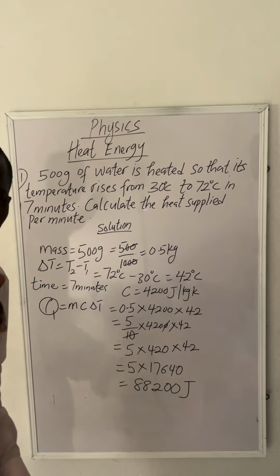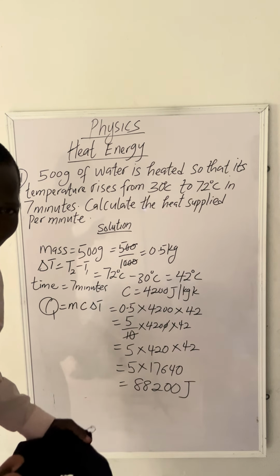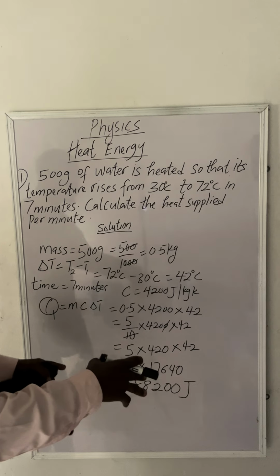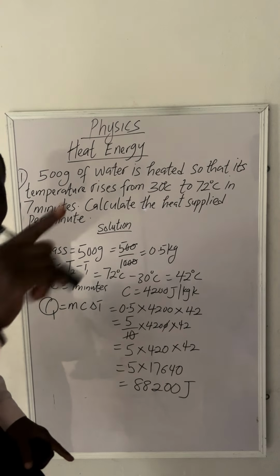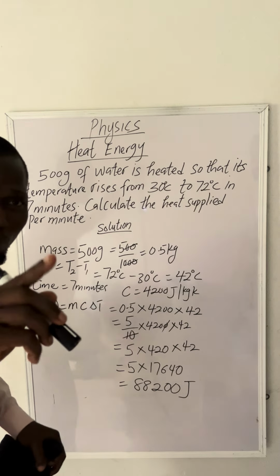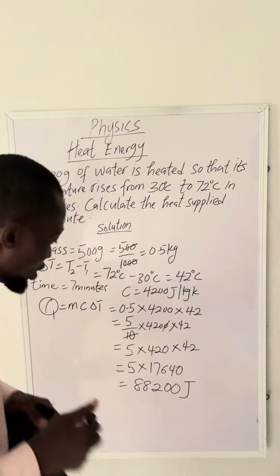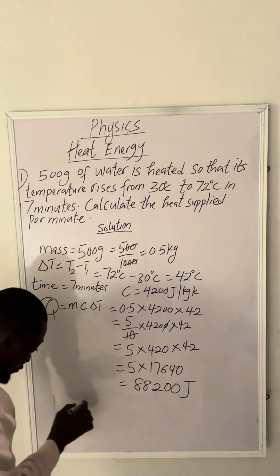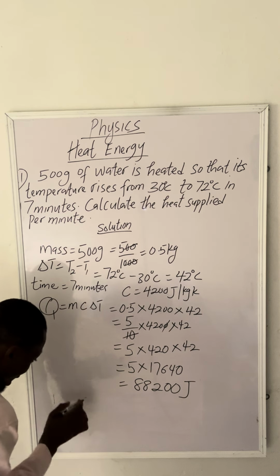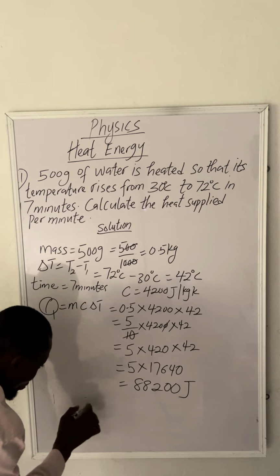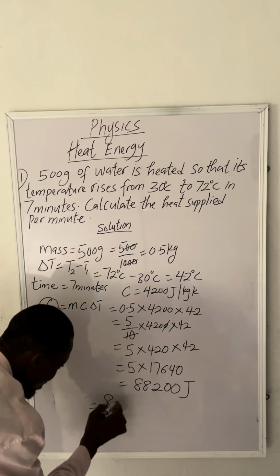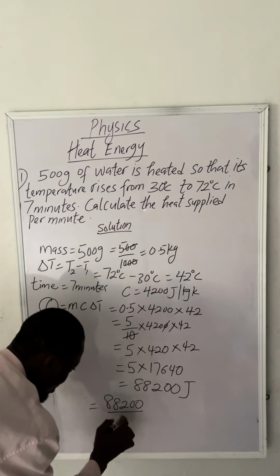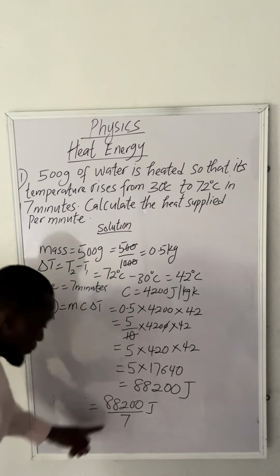So to get the heat supplied in 1 minute, we have to do what? We have to divide. Yes, we have to divide the quantity of heat supplied in 7 minutes by 7. And when we divide by 7, we are going to get the quantity of heat supplied in 1 minute. So that's what we're going to do now. So meaning that the quantity of heat supplied in 1 minute, our Q, will now be equals to 88,200 joules divided by 7.